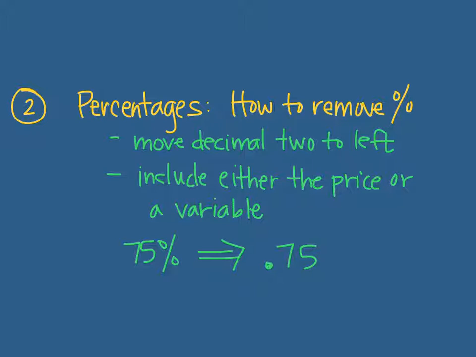Okay, that's the part, take the percentages off, put the decimal back on, and then you also need to include, if you know the price, if the price was $15, then you follow that by a 15. If you don't know the price, then you follow it by a variable like X. That's the part that almost always gets forgotten, is that it's got to be 75% of something, either of the price or what you don't know.